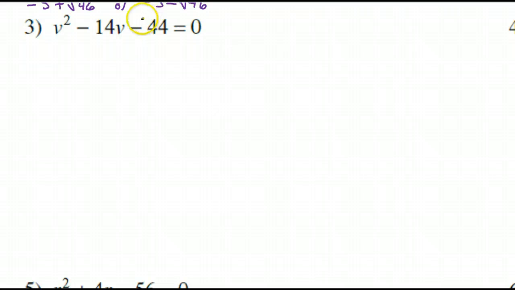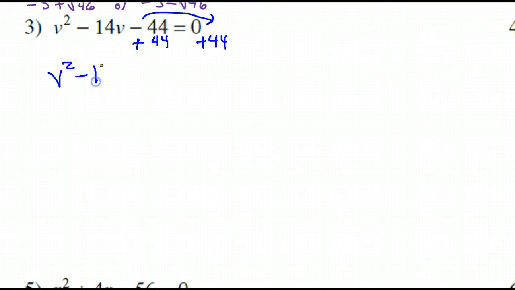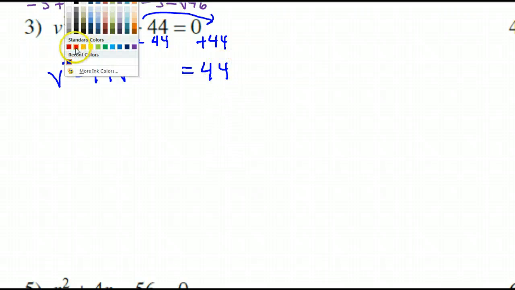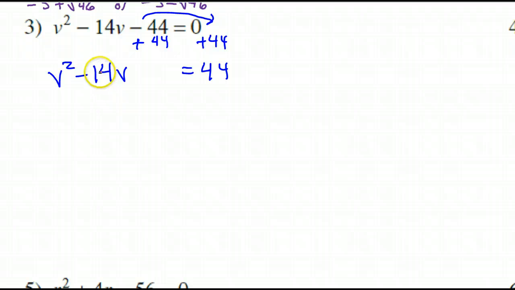Alright, let's get this 44 out of the way by adding 44 to both sides. So that's going to give me v squared minus 14v, leave a space, equals 44. Now, what is the number that completes the square? 49. Half of 14 is 7. 7 squared is 49. So let's add 49 to both sides.